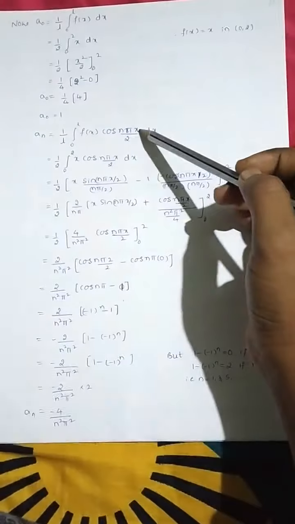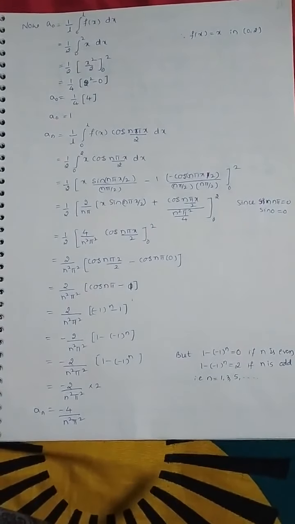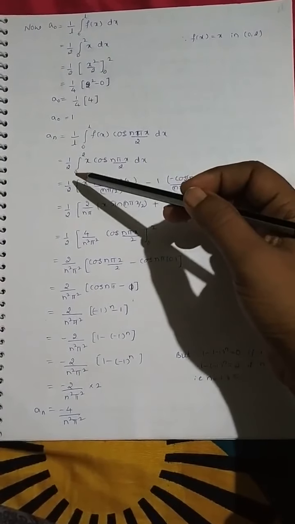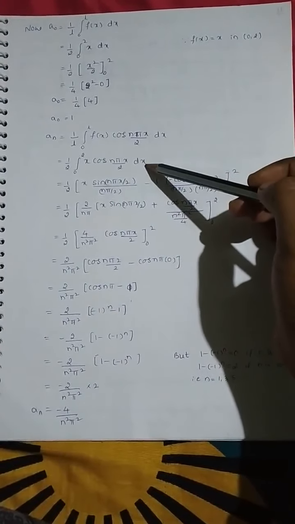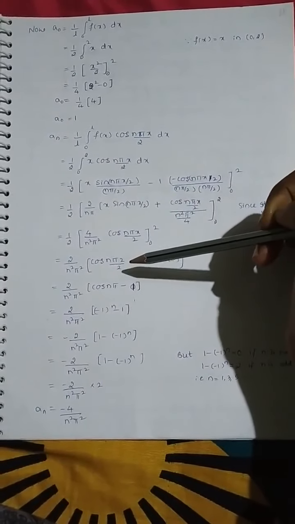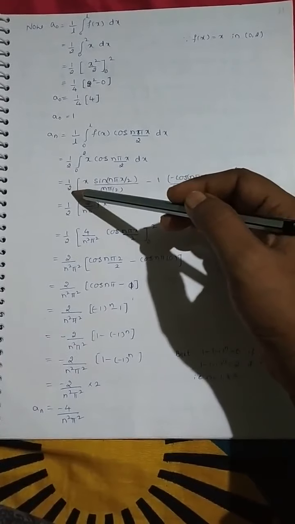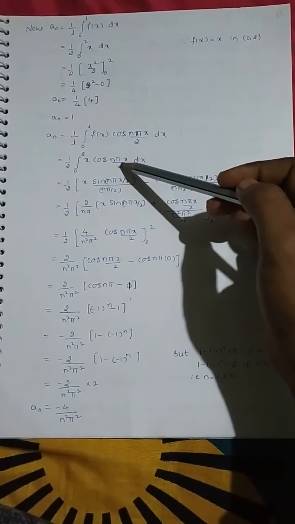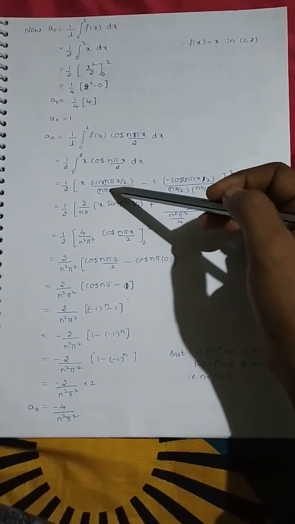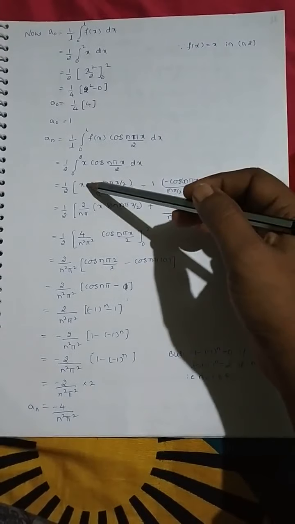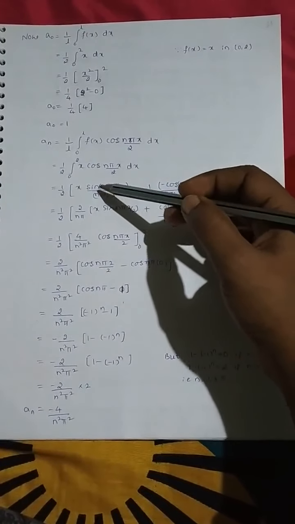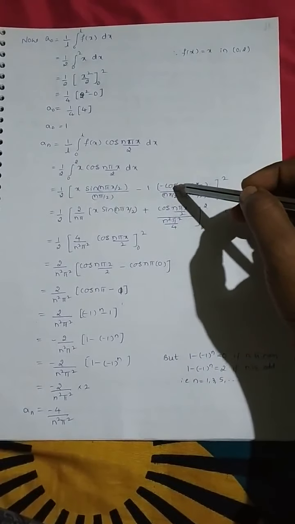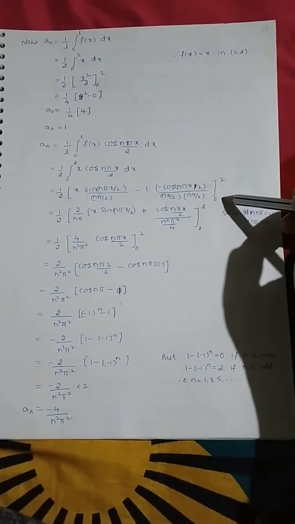Next, an equals 1 by L integration 0 to L f of x into cos n pi x upon 2 into dx. That is 1 by 2, since L equals 2, integration 0 to 2 x into cos n pi x upon 2 into dx. Here you can see a product form is there, applying Bernoulli's rule. 1 by 2 into x into integration of cos n pi x upon 2, which is sin n pi x upon 2 upon n pi by 2, minus u dash, that is the derivative of x, which is 1, into 1 upon n pi by 2 keeping constant, integration of sin n pi x upon 2, which is minus cos n pi x upon 2 upon n pi by 2, between the limits 0 to 2.